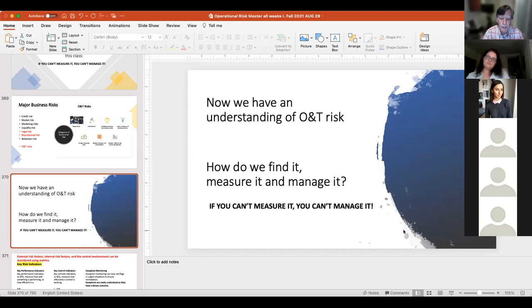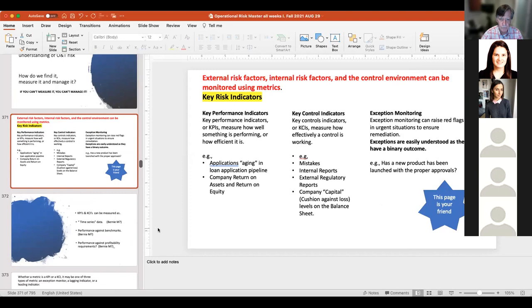Now that we have an understanding of O&T risk, we just went through the previous page. How do we find it, measure it, and manage it? So we're going to get to some more concrete examples of risk. Again, as I said before, you can't manage it unless you can measure it. So I'm going to give you now, I apologize, another busy chart. And these are key risk indicators. There are three of them.